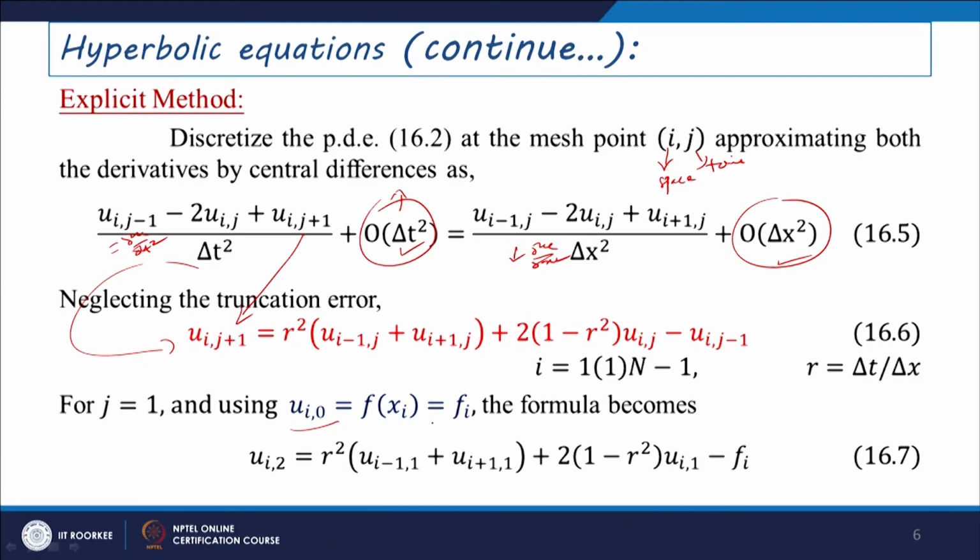And if we use this in the formula, then for j equals 1 we can write u_{i,j+1}. So, j plus 1 means this gives u_{i,2}. So, r² u_{i-1,1}, then r² u_{i+1,1}, then 2(1 - r²) u_{i,1}, minus u_{i,0}, since it is written as f_i here. So, u_{i,0} is replaced by f_i.